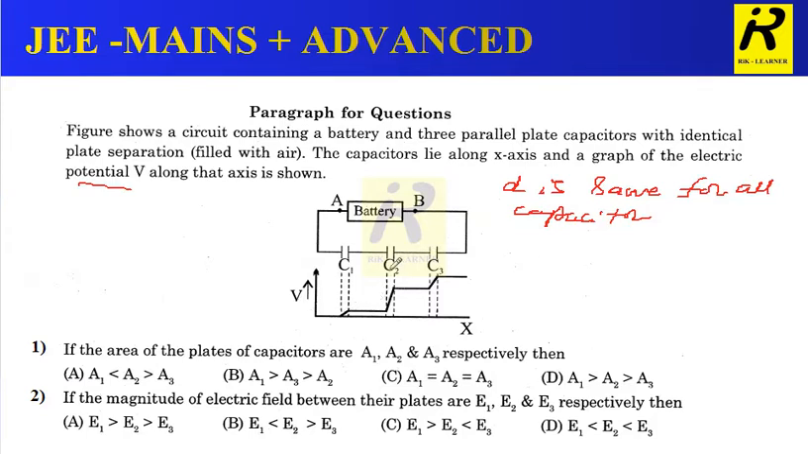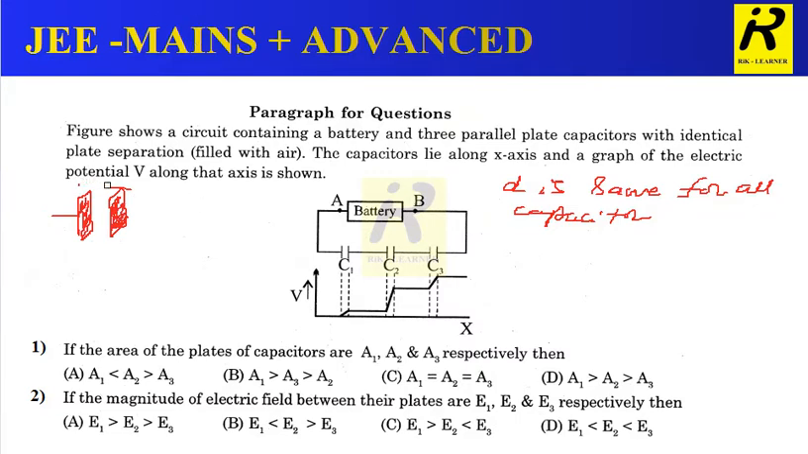Now, by looking at this graph, I have to answer these two questions. Here, if the areas of the plates of the capacitors are A1, A2 and A3 respectively, I have to find the best choice among these three. So, the area of the capacitor and the capacitance: this is the area of the capacitor, this one, and one more plate we have in each capacitor. This is one more.